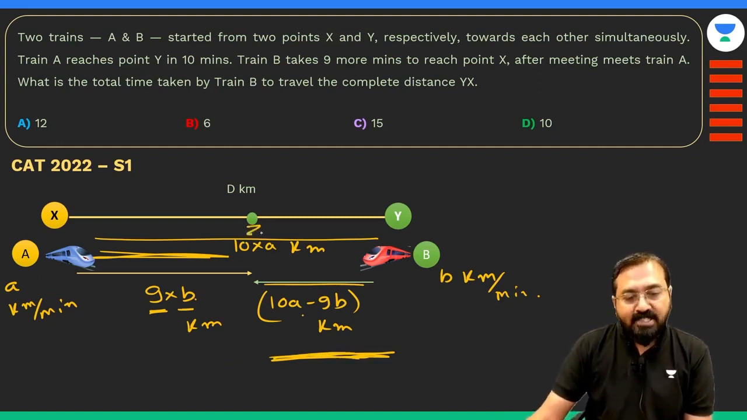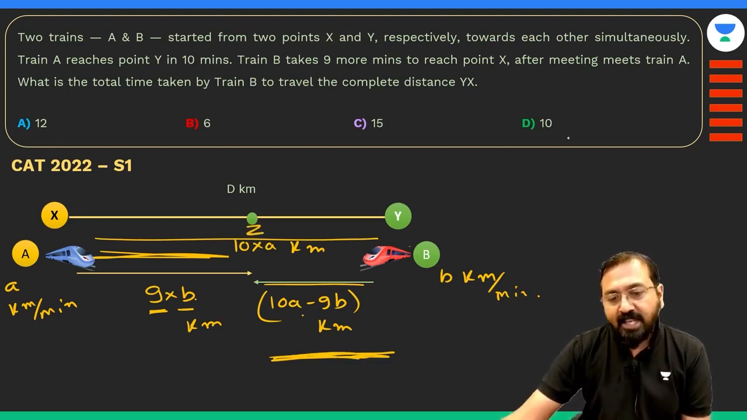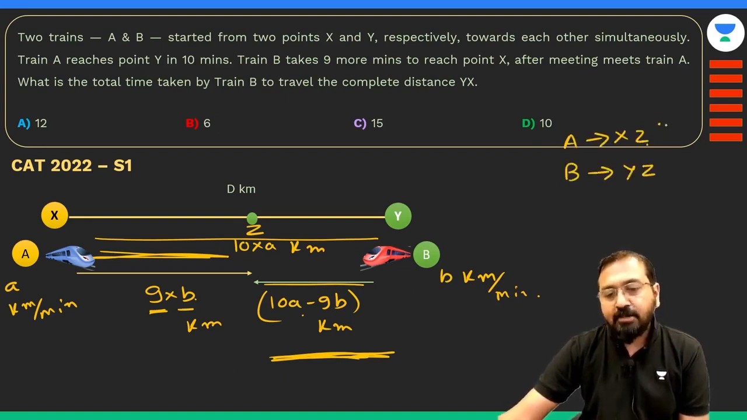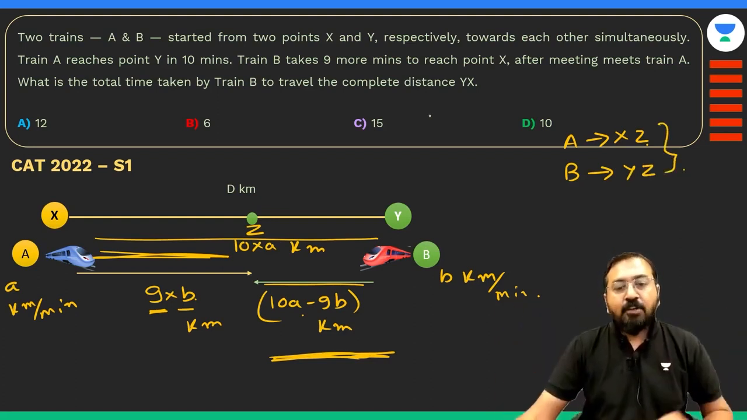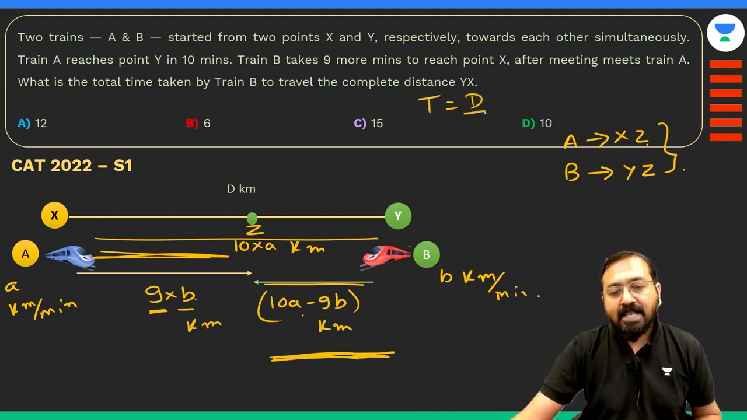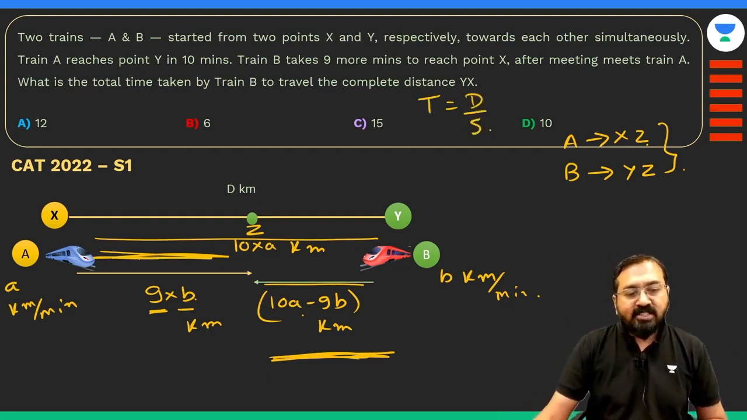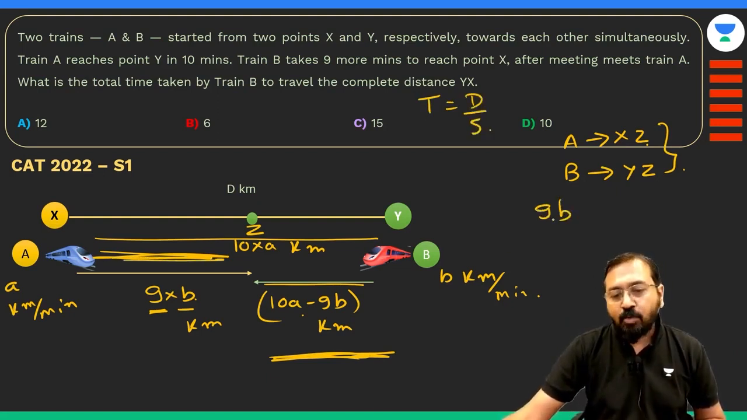So this is point Z. The time taken by train A to travel the XZ distance and the time taken by train B to travel the YZ distance should be the same, because when they are meeting, both of them must have traveled for the same time. We know time is equal to distance by speed, right? So what is the distance over here? 9b. And at what speed is train A traveling? a kilometer per minute. So time is 9b by a.